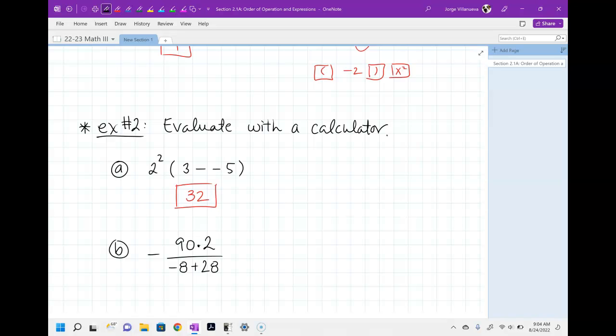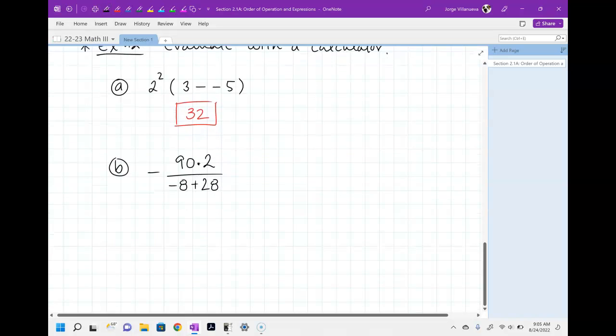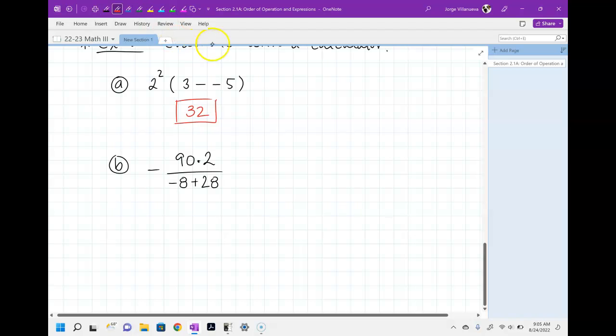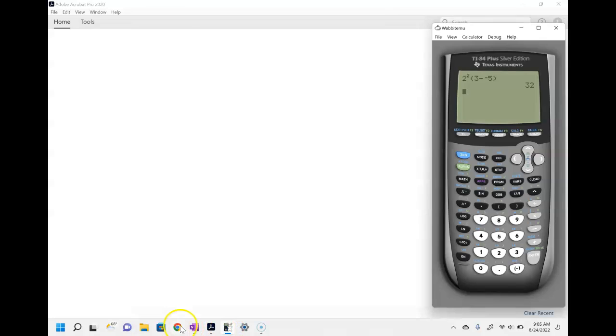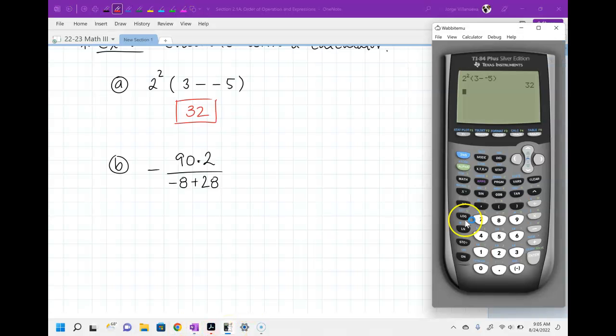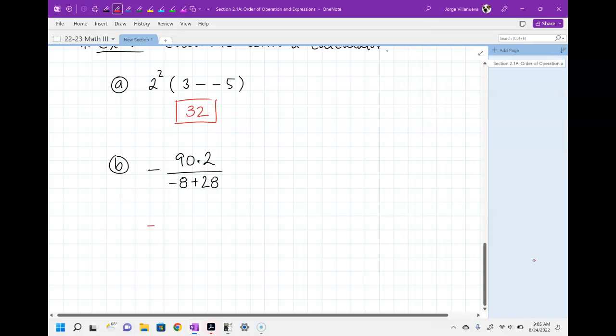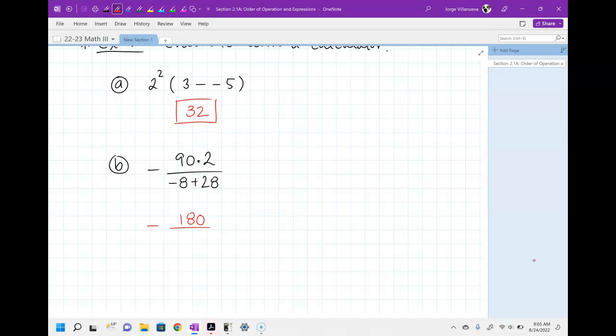Now some calculators, you can put this whole expression in there and it'll do it for you. And some you have to do piece by piece. I'm going to do it piece by piece, even though the calculator I showed you can do this all in one step. I'm going to show you piece by piece so we can work it out and not get lost. So 90 times 2. Whoops, I opened up the wrong app. Sorry about that. So 90 times 2. Now, if you already know it, you got 180. But if not, then you're just going to go ahead and do that. That's 180, right? So I'm going to put negative 180 divided by, and now negative 8 plus 28.